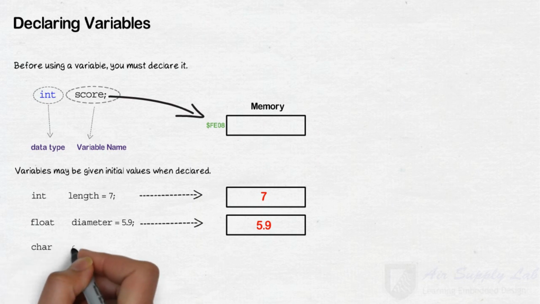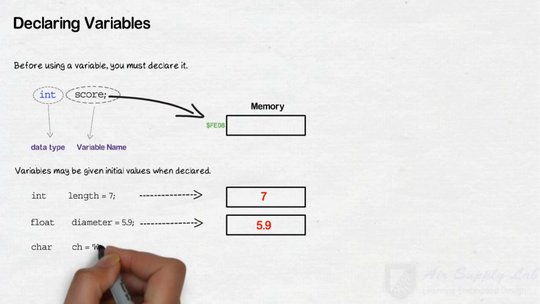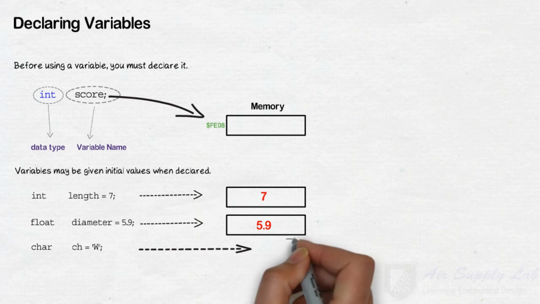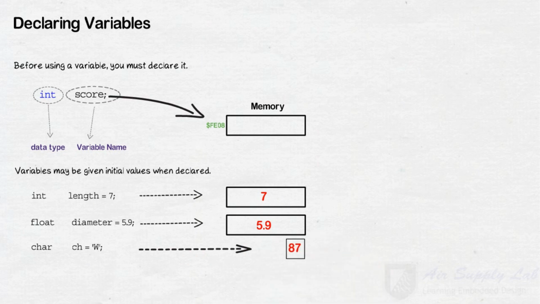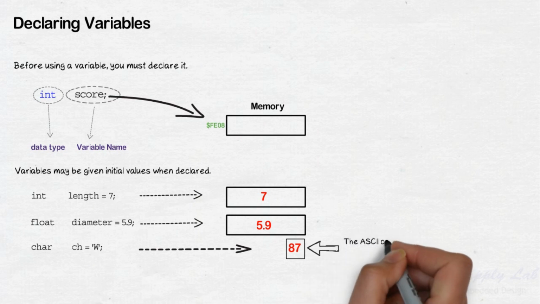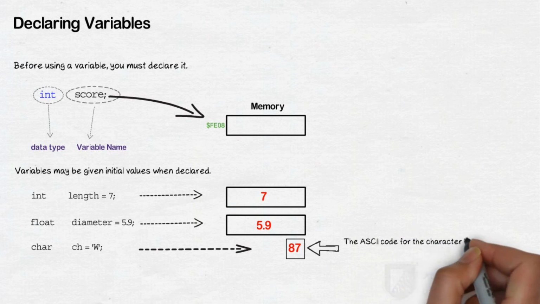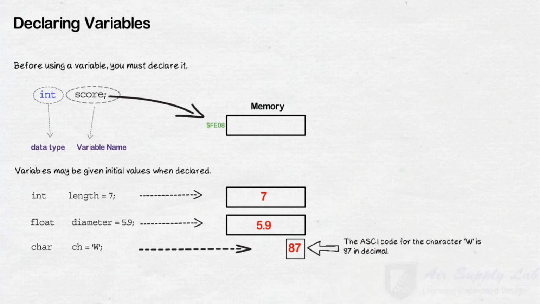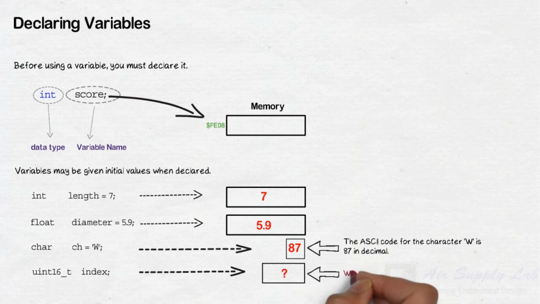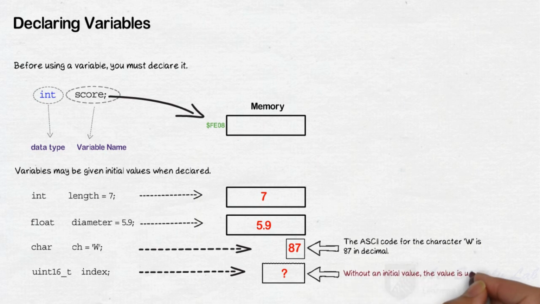If you are declaring a character variable ch with an initial value of w, the compiler will store w as 87. The reason for this is that the ASCII code for the character w is 87 in decimal. If we declare a variable without an initial value, the value will be unknown, because without an initial value, the value in memory is unknown.